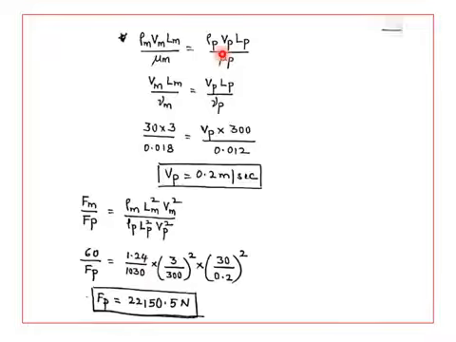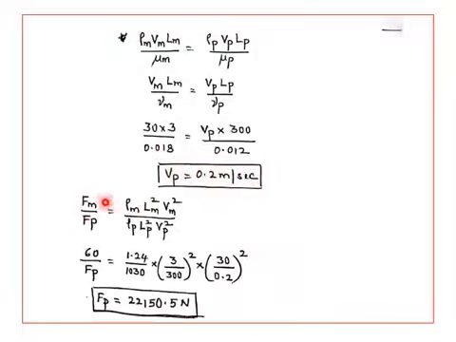Again using Reynolds model law, the Reynolds number in the model should be equal to the Reynolds number in the prototype, which can be written as Vm Lm by nu m equal to Vp Lp by nu p. We know the velocity in the model, the length of the model, and the length of the prototype. Similarly, we know the kinematic viscosity in the model as well as in the prototype. Therefore the velocity of the prototype, that is the ship, can be determined, which is 0.2 meter per second.